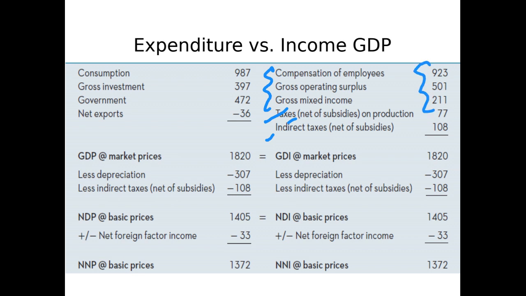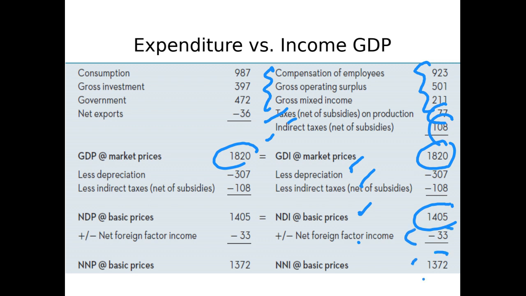And when you subtract depreciation and indirect taxes, then you get the same answer, 1405 net. And when you adjust for net foreign factor income, you will get exactly the same answer. So you're getting the same answer in both approaches, of course, after making these adjustments.